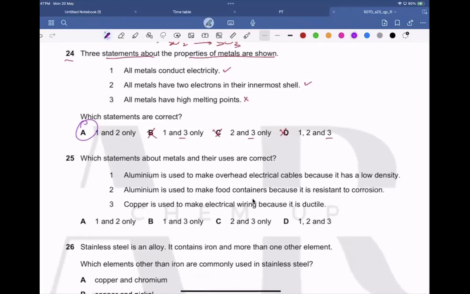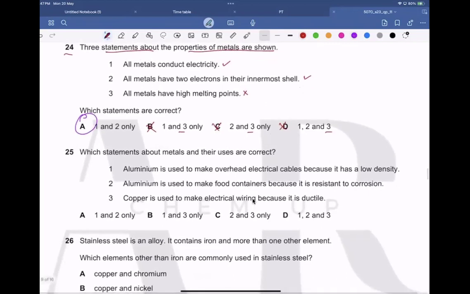Is this clear? Now question number 25. Which statement about metals and their uses is correct? Aluminum is used to make overhead electrical cables because it has a low density. Yes, being low density and lightweight, it is used as overhead cables. It's correct. Aluminum is used to make food containers because it is resistant to corrosion. Yes, this can be correct. That's why it is used in food containers.